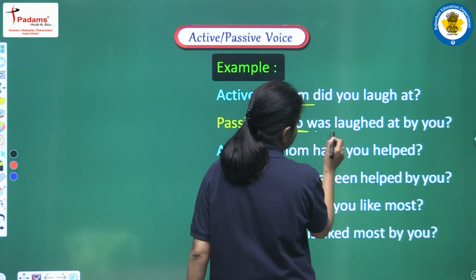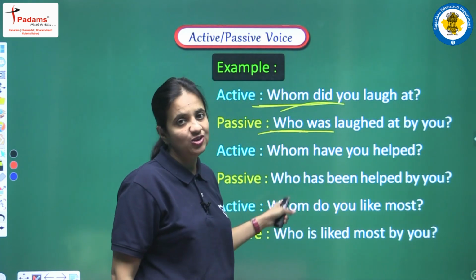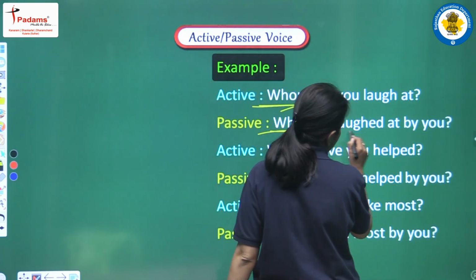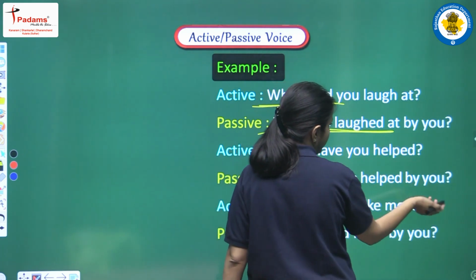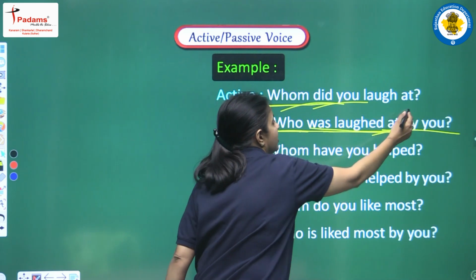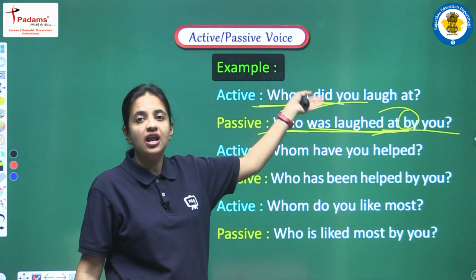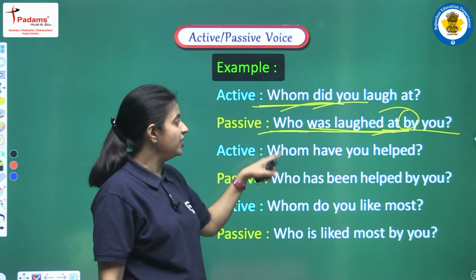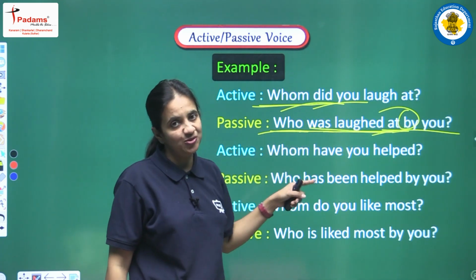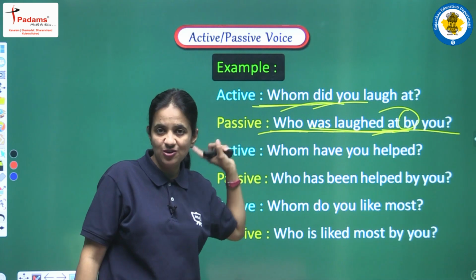After that we have to write the helping verb. This is the past simple tense because we have did. So again we have to use was or were. So here we are writing was, then laughed, that is the third form of the main verb, and in the end we are writing you, and we are adding by. So this will be the structure. Active voice is whom did you laugh at, and the passive voice will be who was laughed at by you, right? So yes, we have to convert whom into who when we are converting active voice into passive voice.